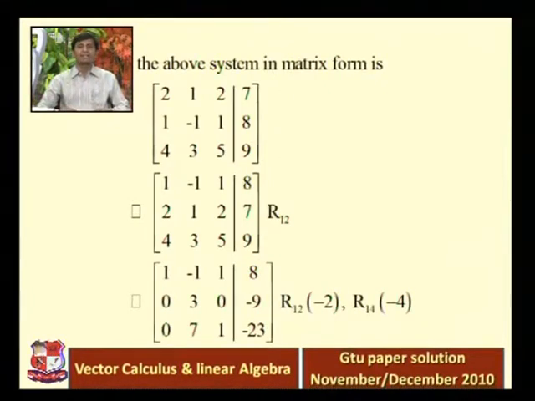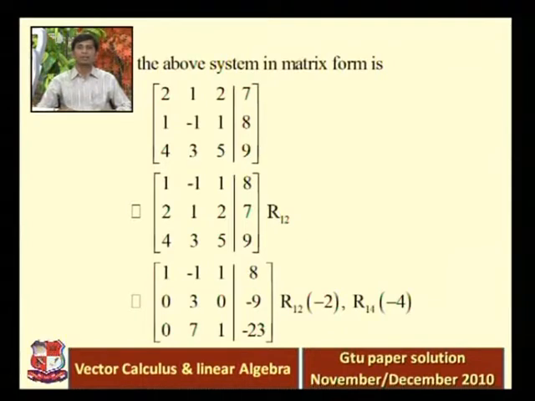Now what is our second condition? The leading entry always goes from left to right whenever we go from above to below, row-wise. And the third condition is, if there is any zero row, it should be at the bottom of the matrix. Okay, it should be at the bottom of the matrix, right?